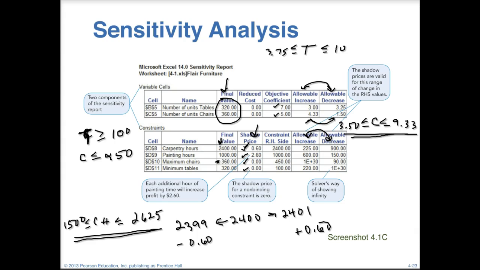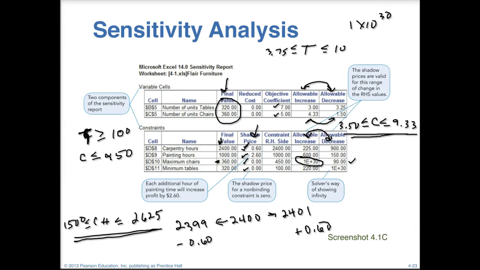Okay. And of course, here, whenever you see this, this is Excel's way of saying infinity. So that's like 1 times 10 to the third. Okay. A very, very, very large number. So, of course, on the low end here for the chairs, it's just saying that, hey, you got that 90 unit slack there. So as long as you don't go under there, you don't change it.